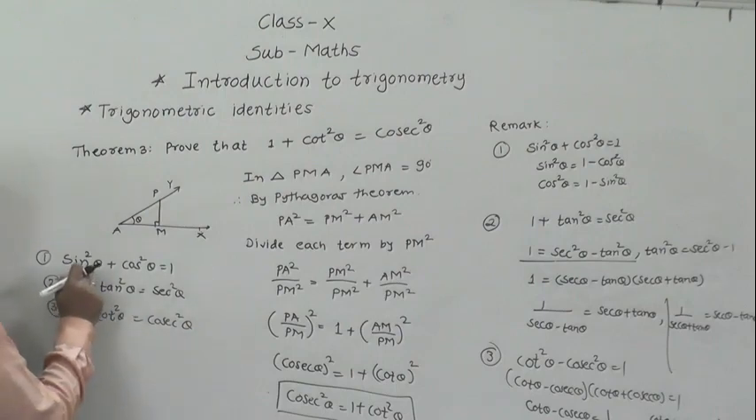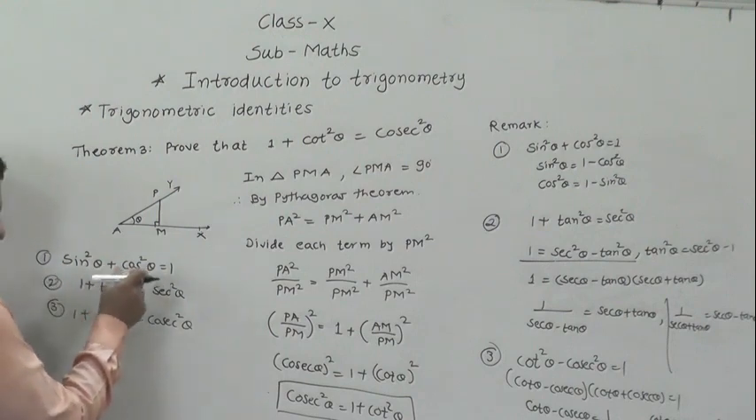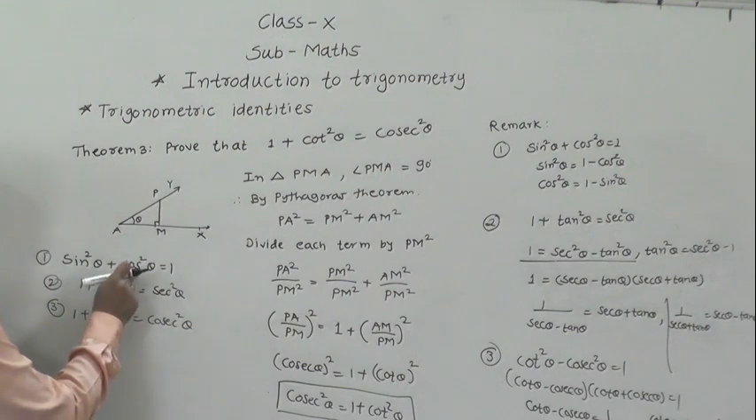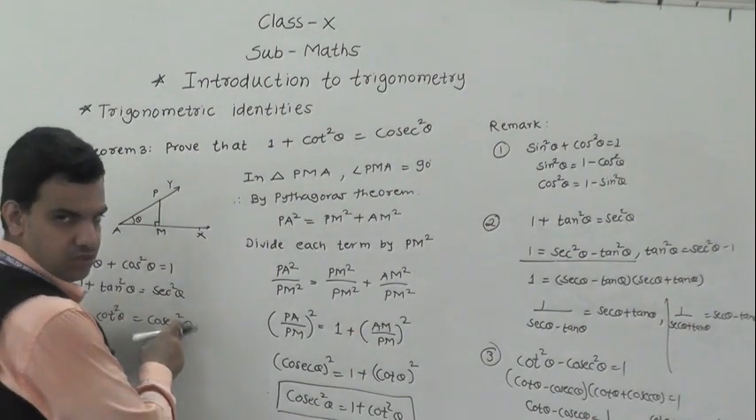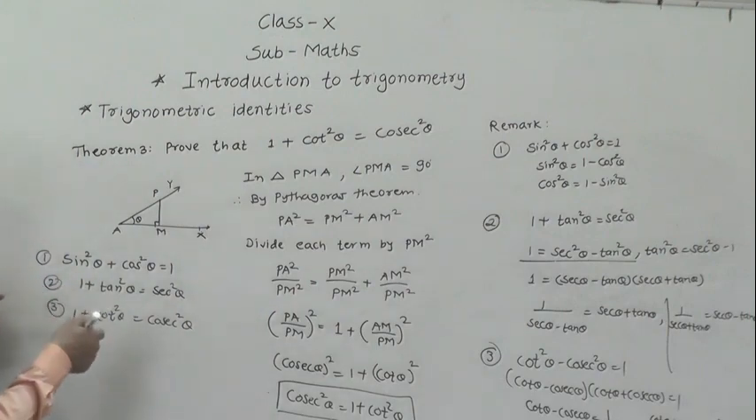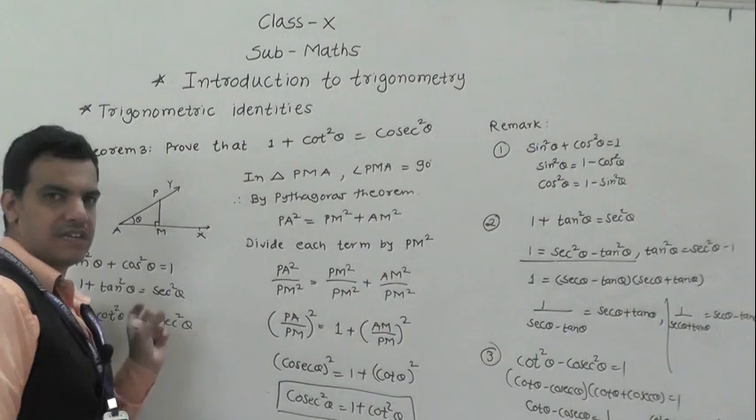If we divide this by sin square theta, we will get the third identity. So sin square theta by sin square theta is 1, cos square theta by sin square theta, that is cos theta by sin theta is cot theta, so it is cot square theta, and 1 upon sin square theta is cosec square theta. So this is another method to prove the second and third identity. Now we will take examples based on these three identities.